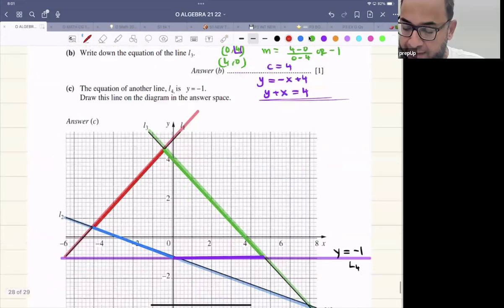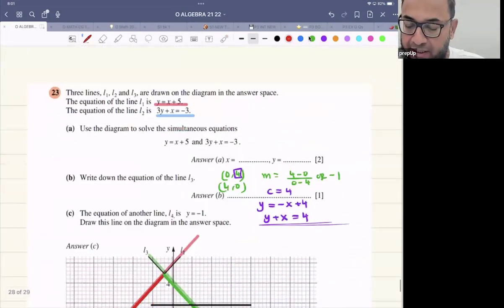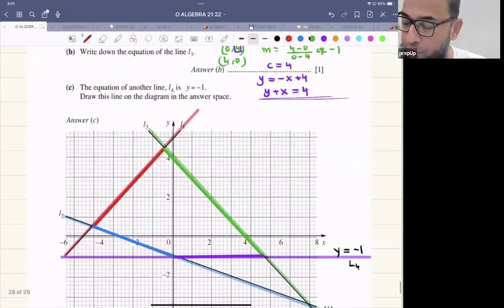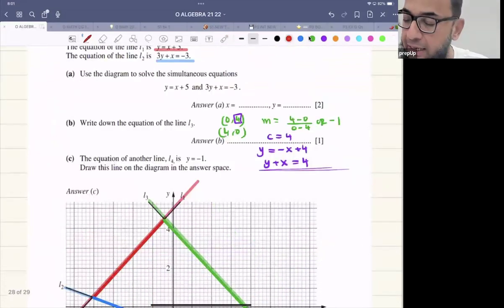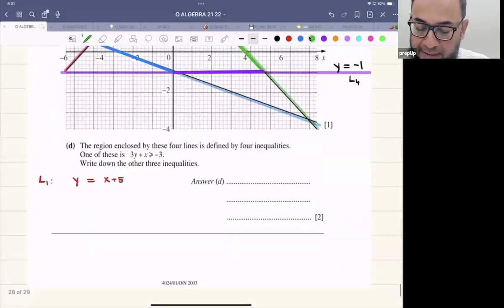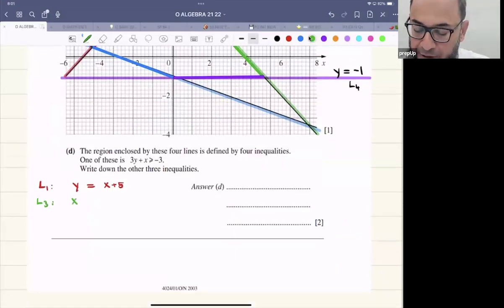Line 2 is, let me write line 3 first in green color. Line 3 is y plus x is equal to 4. So this is line 3. x plus y is equal to 4.